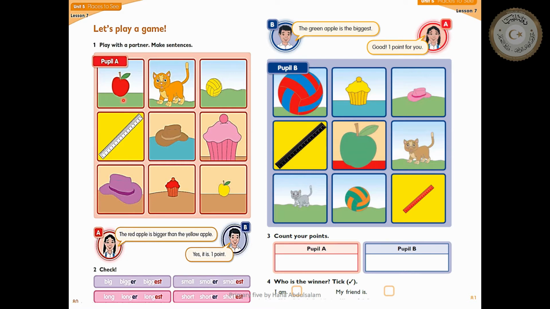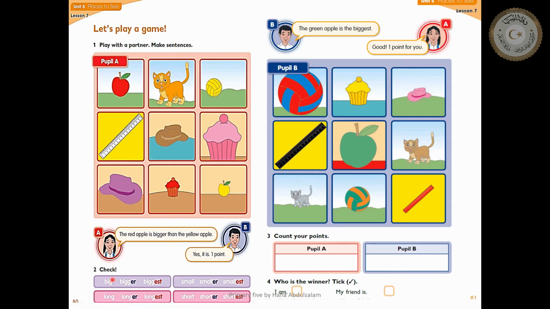It is apple. How many apples are there? Can you tell me? There are 3 apples. Apple, the red one, yellow one, and the green one. So we have here 3 apples. Now we need to compare.